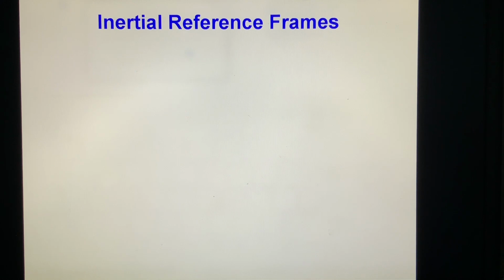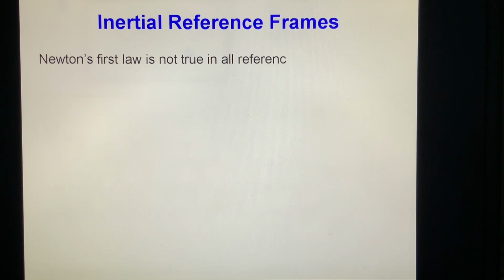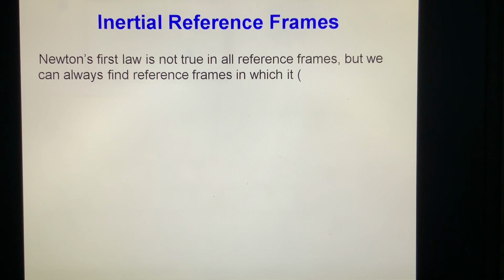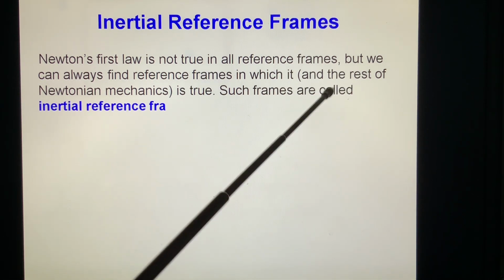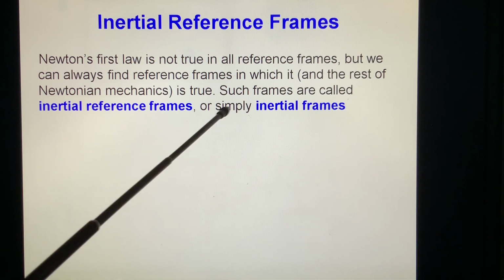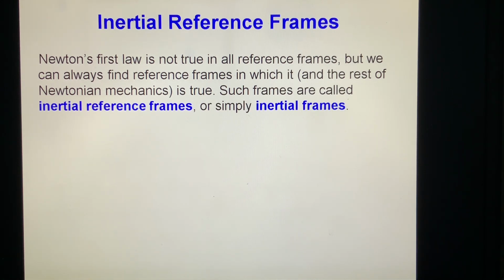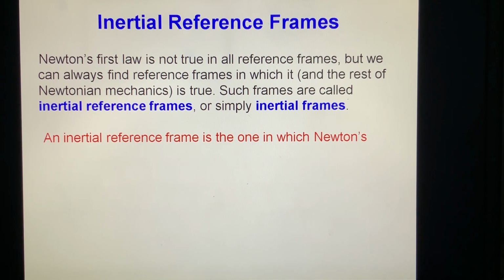Inertial reference frames. Newton's first law is not true in all reference frames, but we can always find reference frames in which it and the rest of Newtonian mechanics is true. Such frames are called inertial reference frames, or simply inertial frames. An inertial reference frame is the one in which Newton's law holds. Vice versa, if Newton's laws hold, then this frame is an inertial frame.